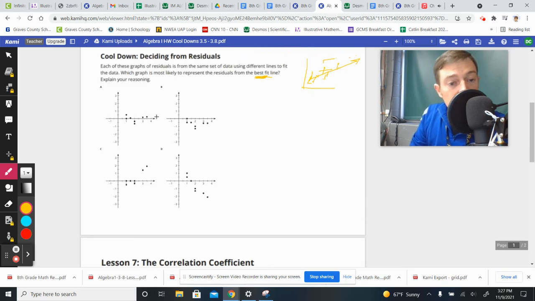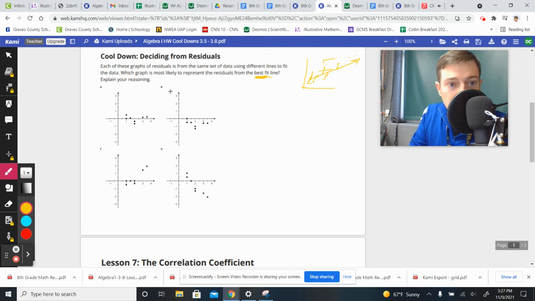We are picking the residual graph that shows that it was a good line, that it was close to the line. The dots were close to it. And these do not have close dots. Now, these two on the top are pretty darn close. They're both within one, I would say, except for the B. It has a couple of residuals that are out of the range of being within one away from the line.